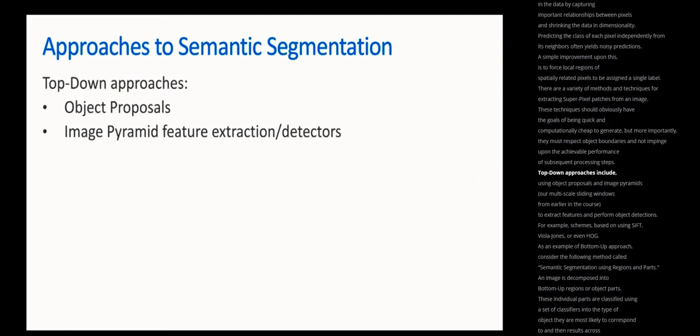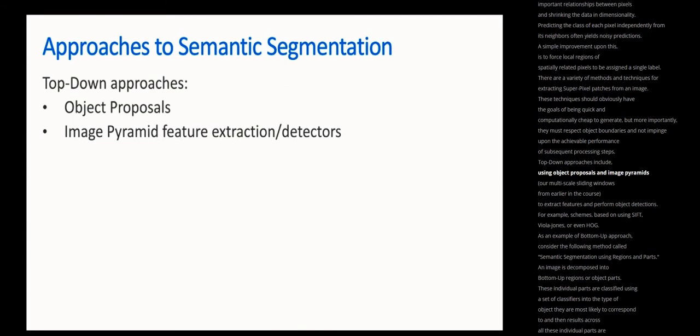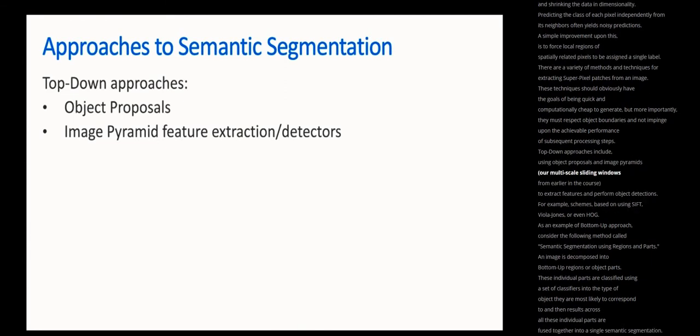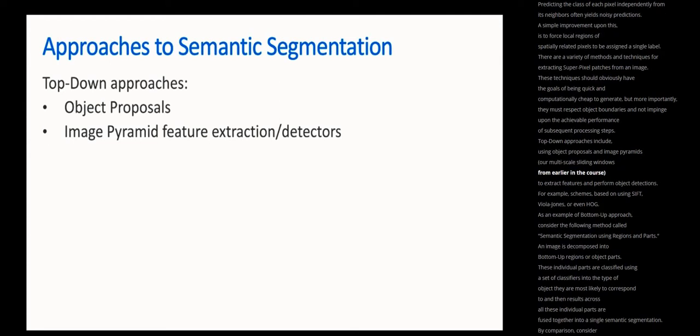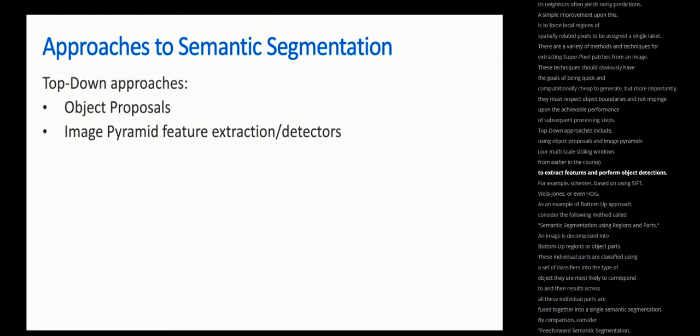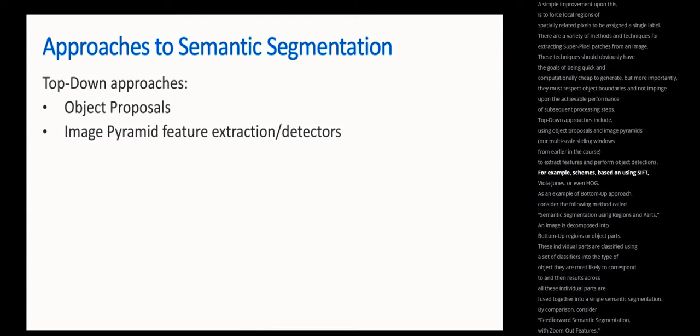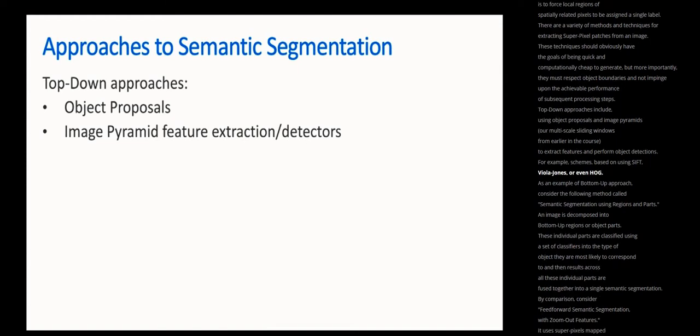Top-down approaches include using object proposals and image pyramids, our multi-scale sliding windows from earlier in the course, to extract features and perform object detections. For example, schemes based on using SIFT, Viola-Jones, or even HOG.